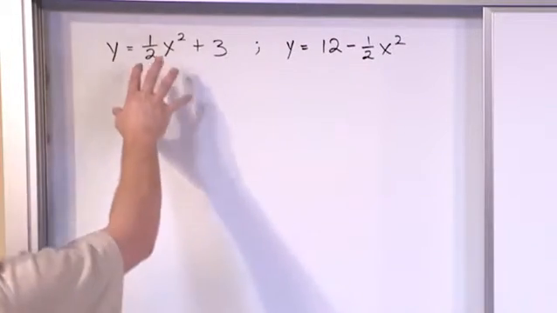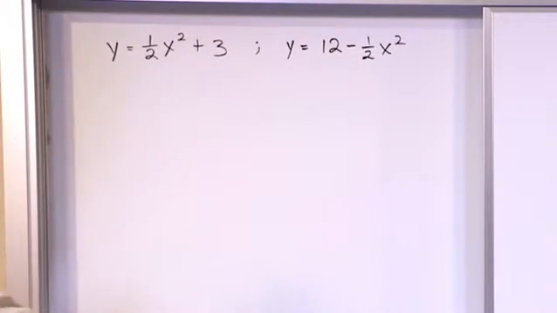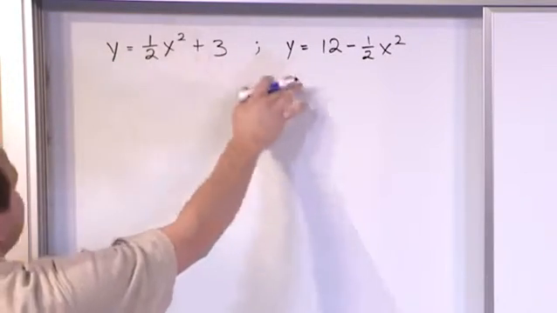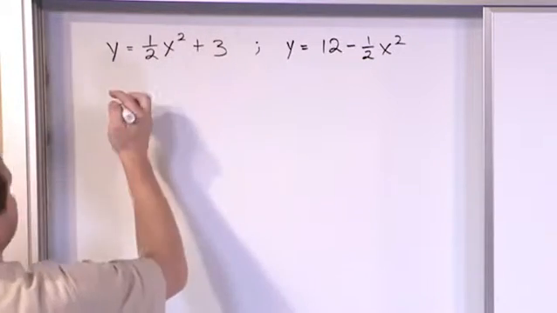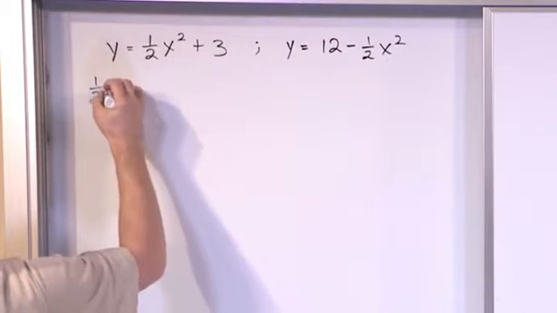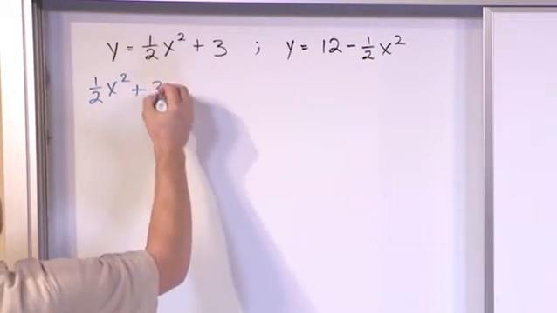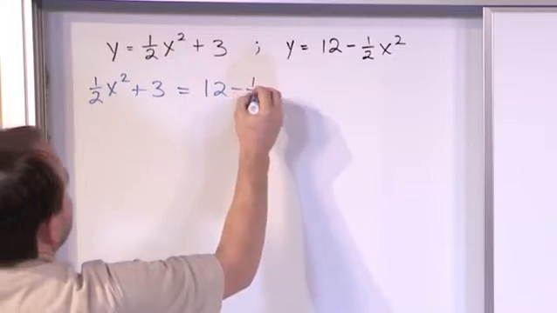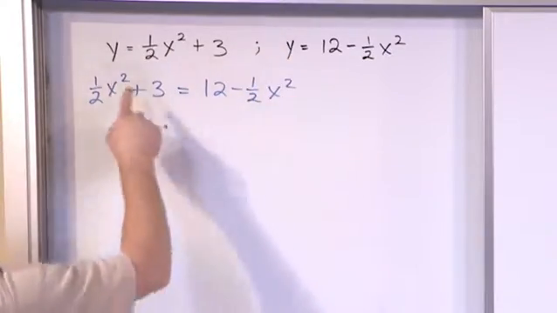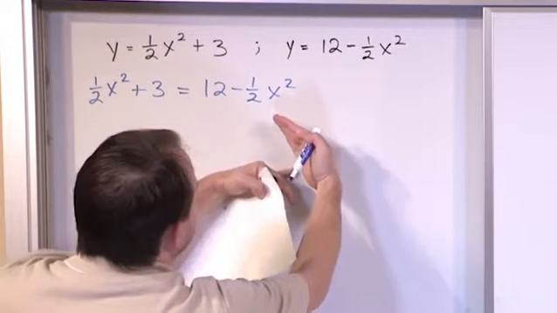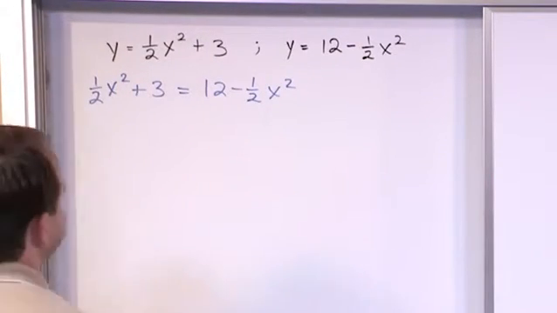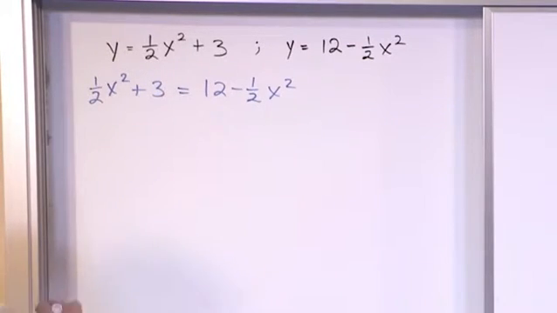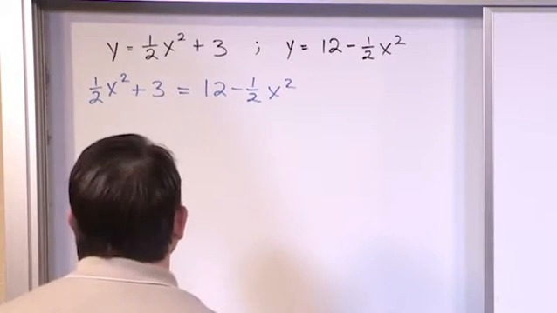Let's figure out, assuming that these two things cross, how do we figure out where they cross? What values they cross at? Well, if they truly do cross, then we must be able to set them equal to each other. So we'll say 1/2 x squared plus 3 must be equal to 12 minus 1/2 x squared. Basically what we're saying is, if these things really do crisscross somewhere, the y values of these two graphs must be equal somewhere. So now that we've got this constraint going, let's go ahead and solve it.